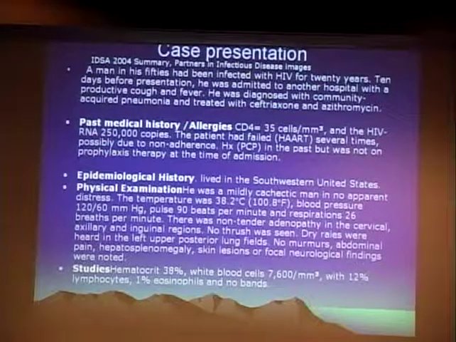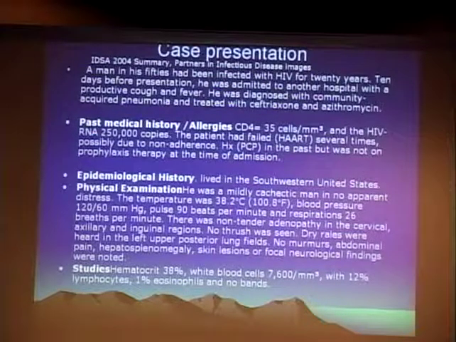He has a low CD4 count of 35 and a high RNA level, which indicates he's probably not adherent with his HAART therapy, especially in this day and age. He has a history of PCP and lives in the southwestern United States. He's mildly cachectic. He's not in distress, but he does have a low-grade temperature, and he appears to be tachypneic. There was non-tender adenopathy in the cervical, axillary, and inguinal regions, and no thrush was seen.